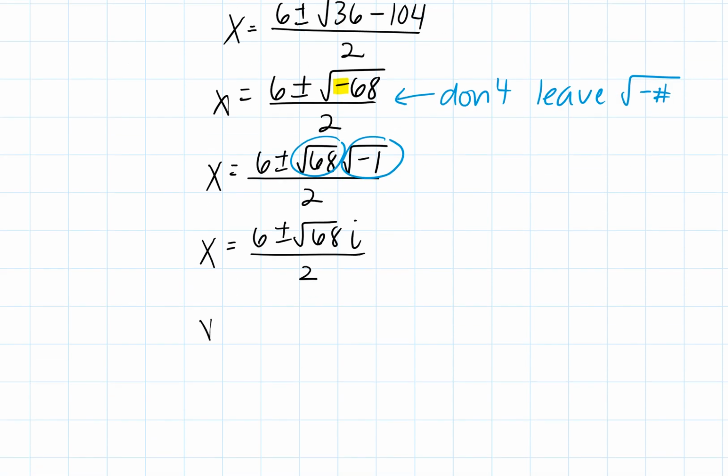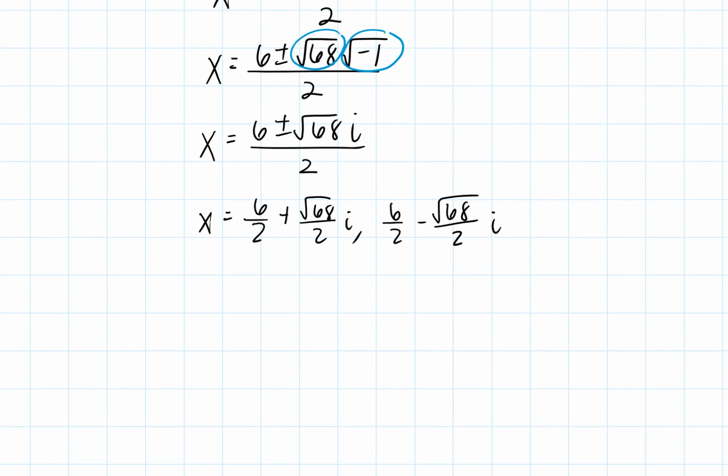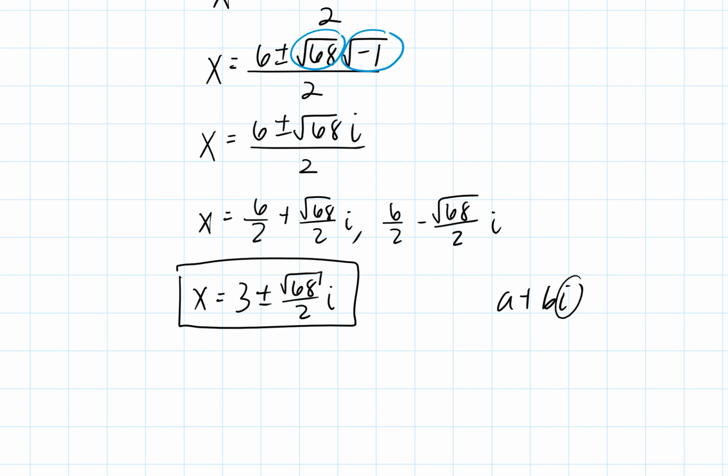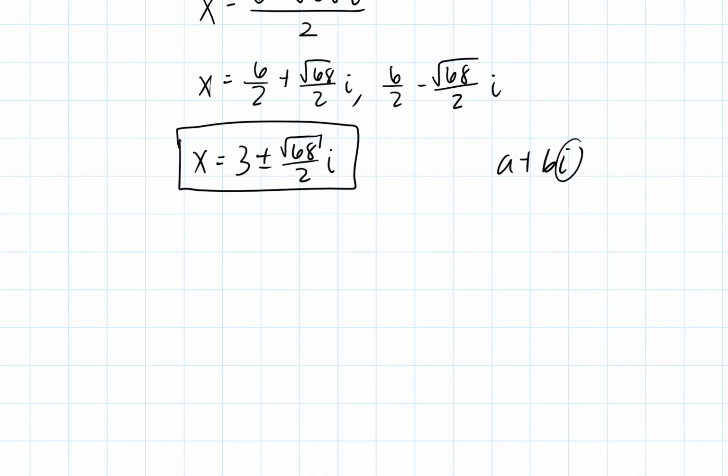And finally, break apart this answer. Now, 6 over 2, of course, is 3. So go ahead and reduce. You can put them together if you'd like. So you have 3 plus or minus the square root of 68 over 2 times i. The i comes out to the end, so it maintains that a plus bi format, with i all the way at the end. You are welcome to stop here. This is your final complete answer.